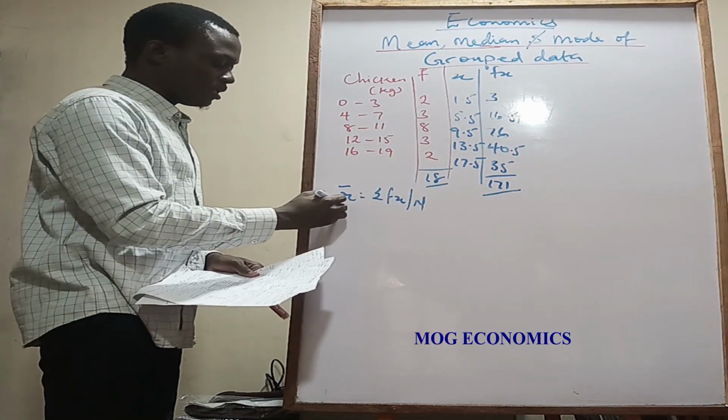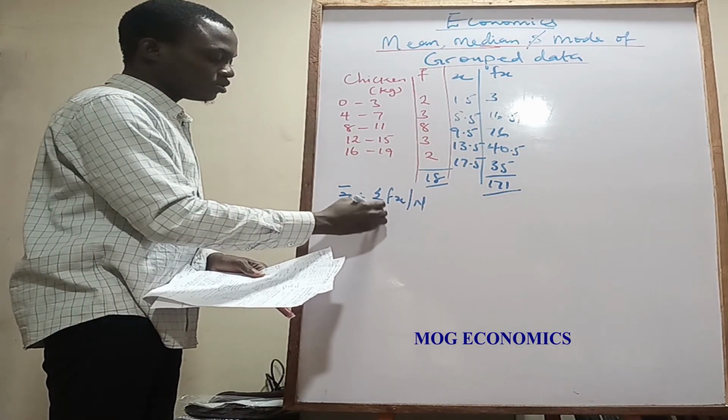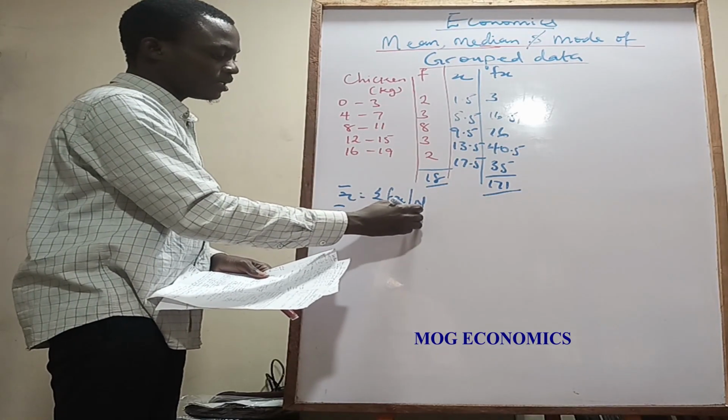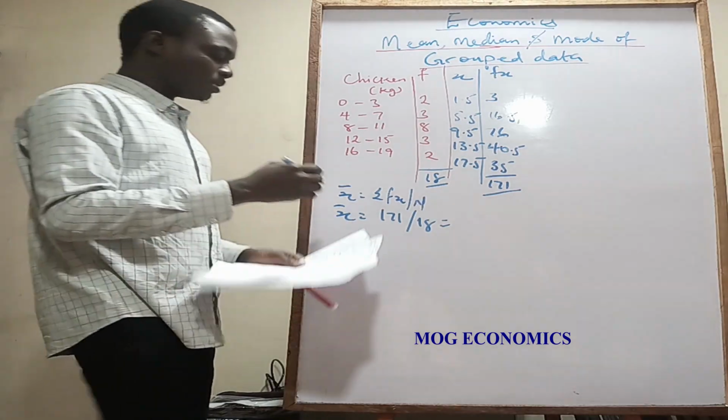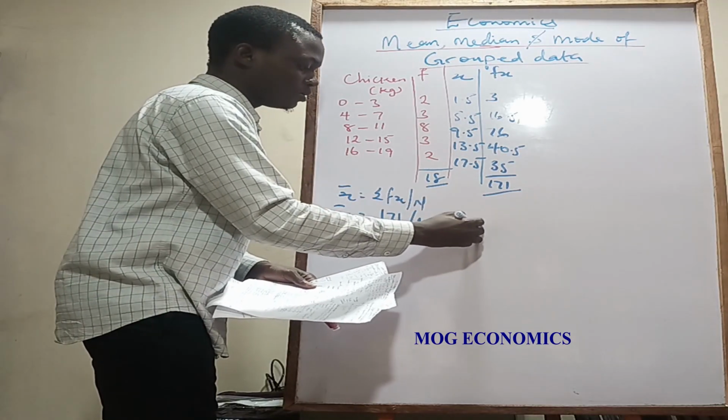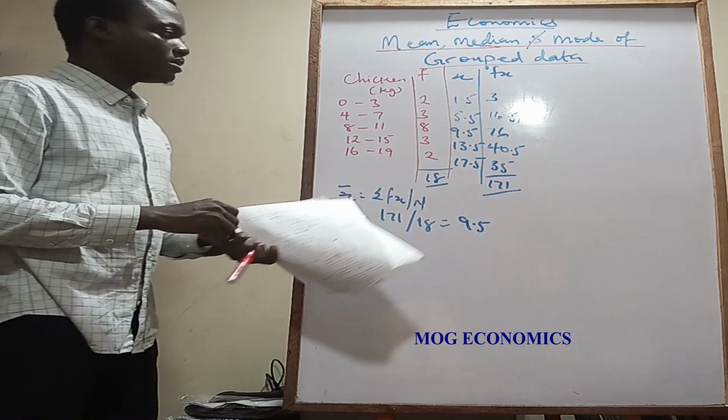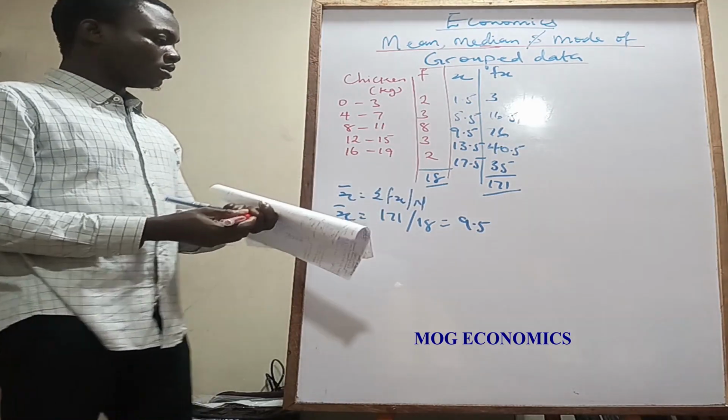Alright, so which means that the mean is equal to 171 divided by 18. 171 divided by 18, we get 9.5. So the mean of this data is 9.5. So we're done, right?